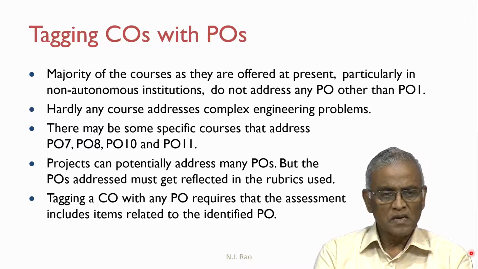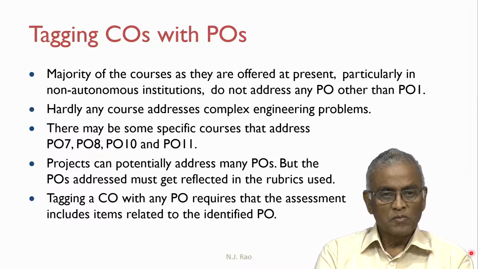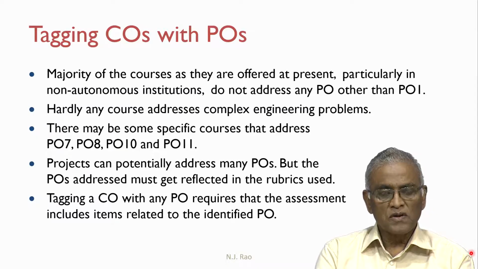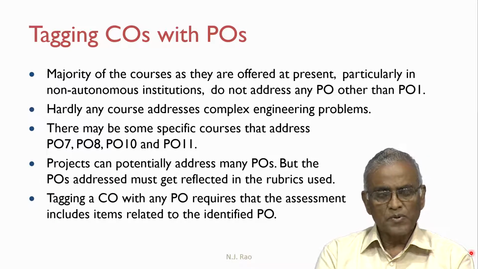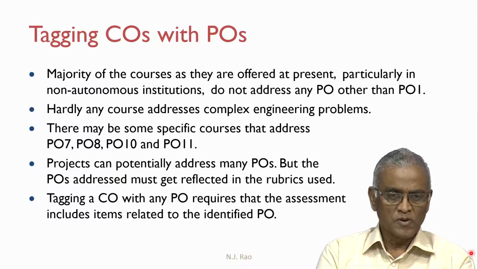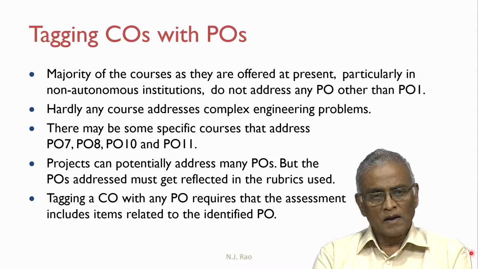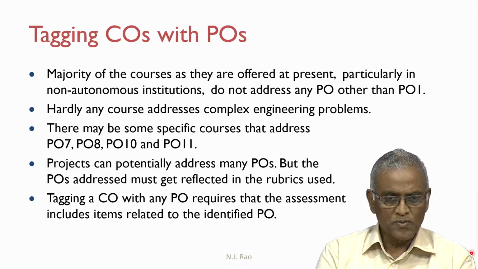You can practically, if you want, make them address all the 12 POs in that. But provided they do get reflected in the rubrics you use for evaluating the student performance. For example, in a project, groups of students, generally 3-4 students, form a group to do the project. In that case, they have to learn how to work in a team, and they have to write a comprehensive report.